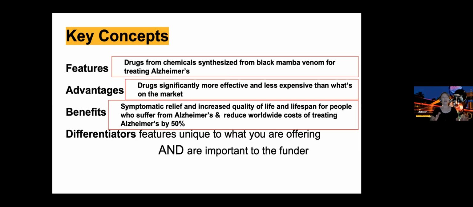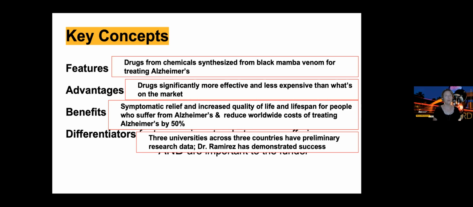Okay, so now we've got the benefit, now the differentiator. Well, I didn't tell you this, but 3 universities across 3 countries have preliminary research data. Some of these countries have direct access to black mamba and really high-end facilities. And the person leading this cohort or collaboration has demonstrated success in all of these. Okay, so that's a differentiator. For my funder, they want to know that I've got people, places, things, and it can quickly become active.